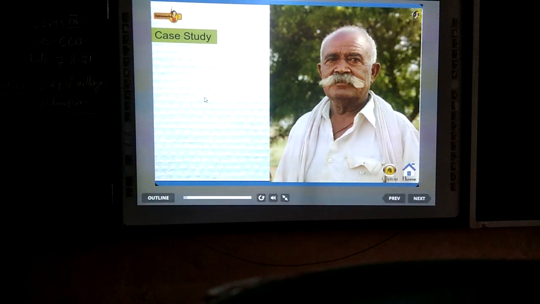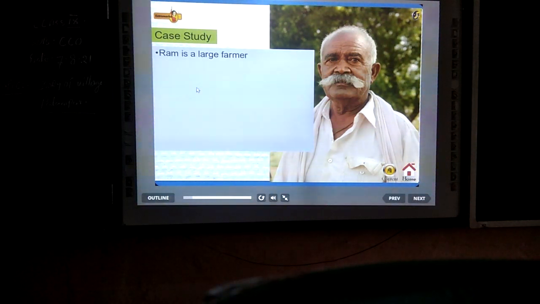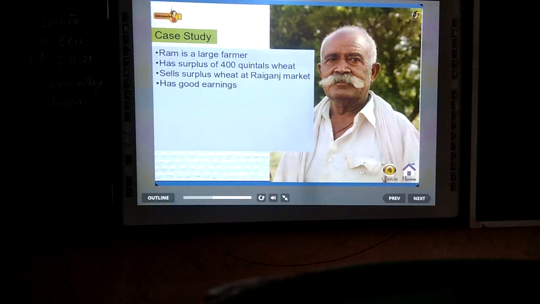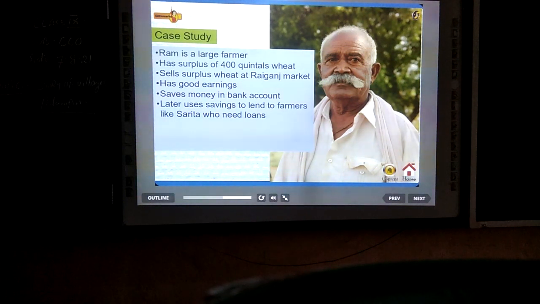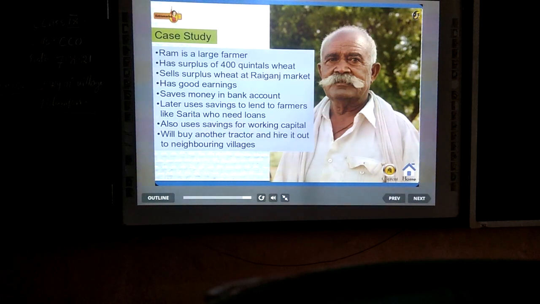Let us look at a case study. Ram is a large farmer. He has a surplus of 400 quintals of wheat. He sells this surplus wheat at Raiganj market. He has good earnings and also saves money in a bank account. Later, he uses this savings to lend to farmers like Sarita who need loans. He also uses this savings for working capital. He will buy another tractor and hire it out to neighboring villages. The same is true for other large farmers also.